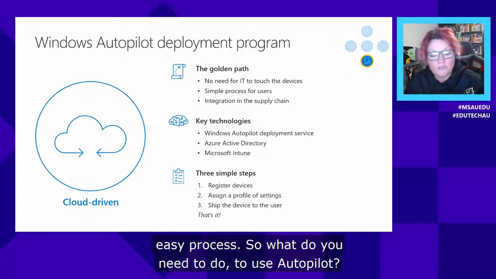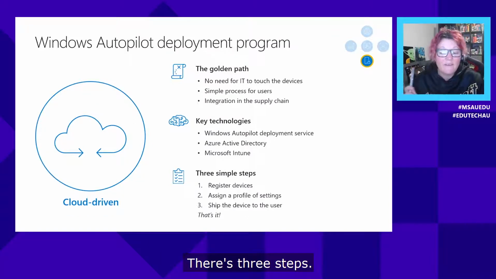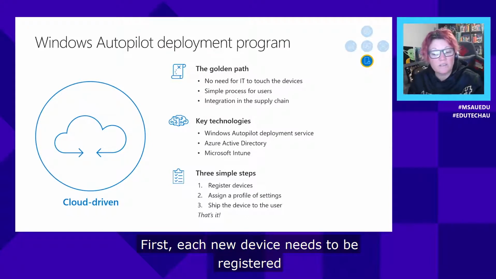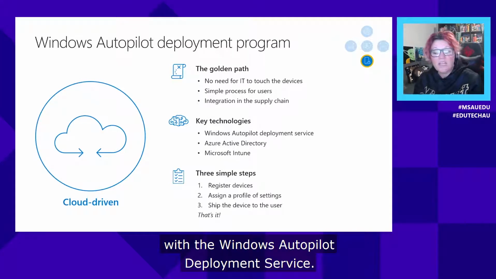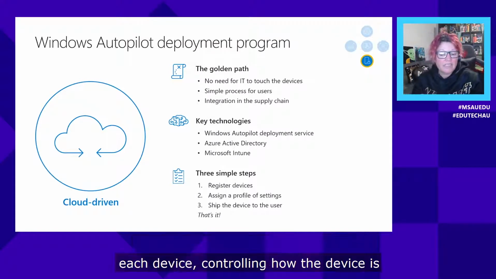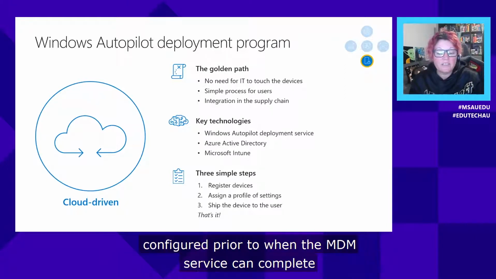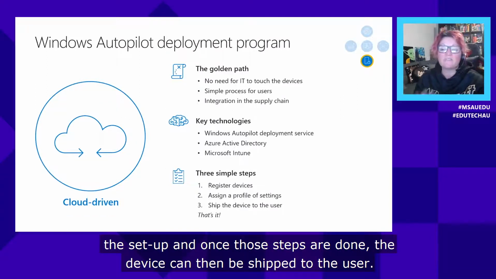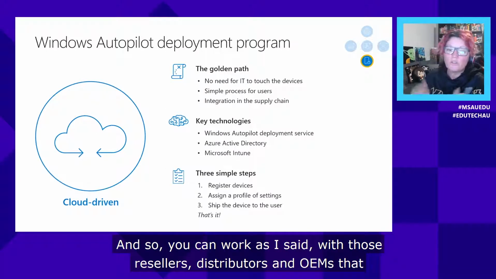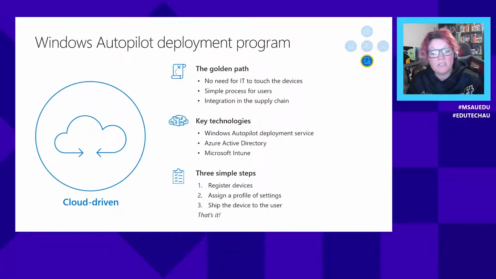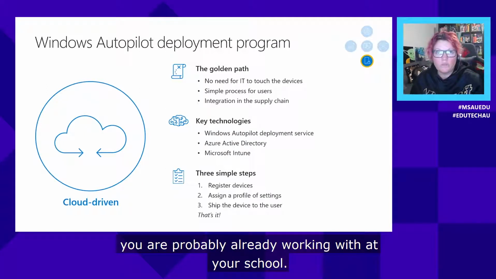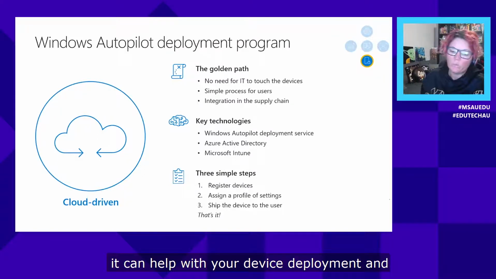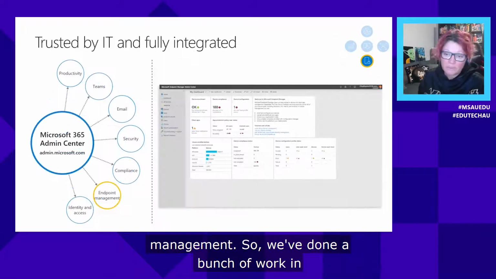So what do you need to do to use Autopilot? There are 3 steps. First, each new device needs to be registered with the Windows Autopilot Deployment Service. Then a profile of settings needs to be assigned to each device, controlling how the device is configured prior to when the MDM service can complete the setup. And once those steps are done, the device can then be shipped to the user. You can work with those resellers, distributors, and OEMs that you are probably already working with at your school. Ask them about Autopilot and how it can help with your device deployment and management.